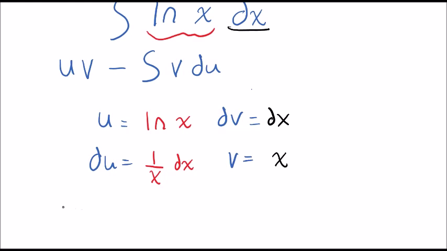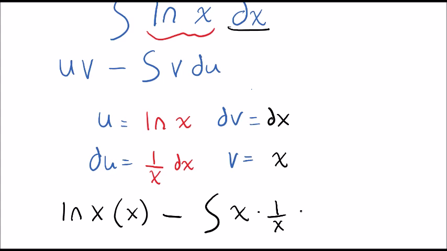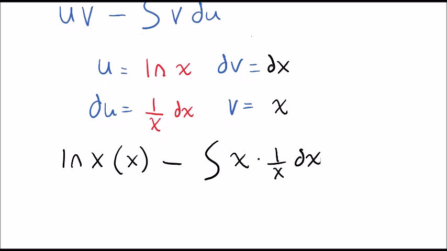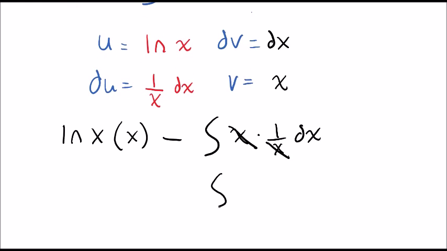So it's u times v, so u is the ln of x, times v, which is x, minus the integral of v, x, times du, which is 1 over x dx. If we simplify this, x over x reduces down to 1. So this leaves us with minus the integral of 1 dx, and ln of x times x is the same thing as x times the ln of x. So I'm just going to flip it around there.